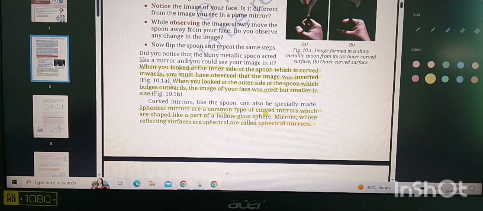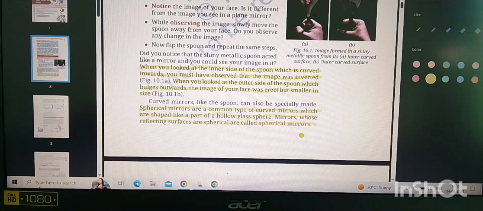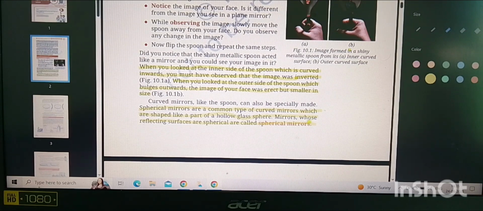So basically spherical mirrors are a common type of curved mirrors which are shaped like a part of a hollow glass sphere. Mirrors whose reflecting surface is spherical are called spherical mirrors. So what are spherical mirrors? Spherical mirrors are those whose reflecting surface is spherical, unlike a plane mirror.